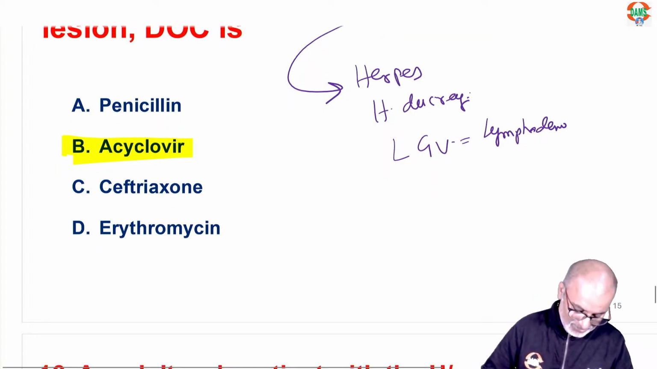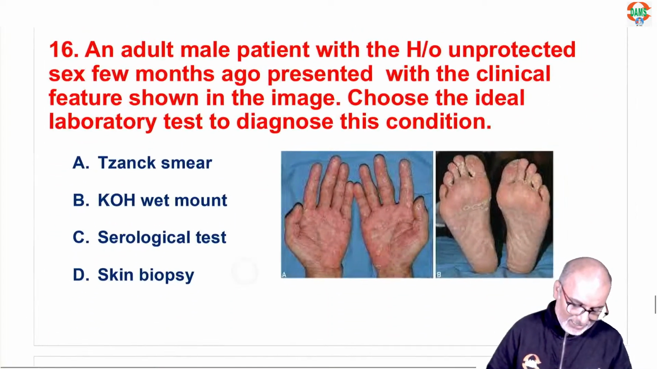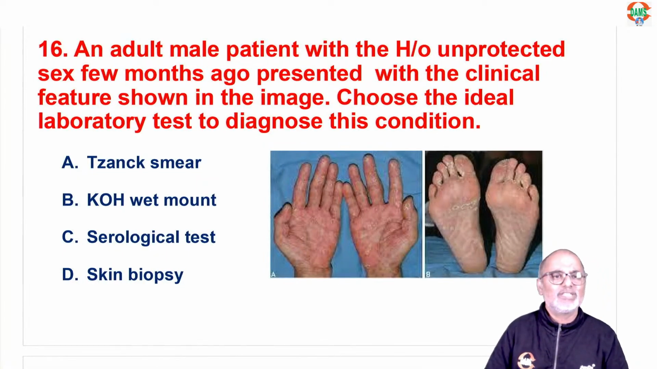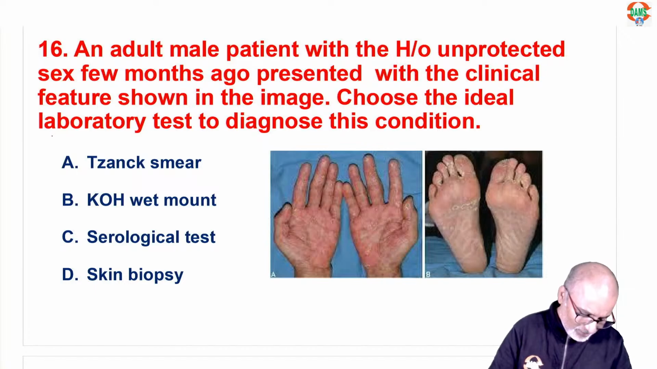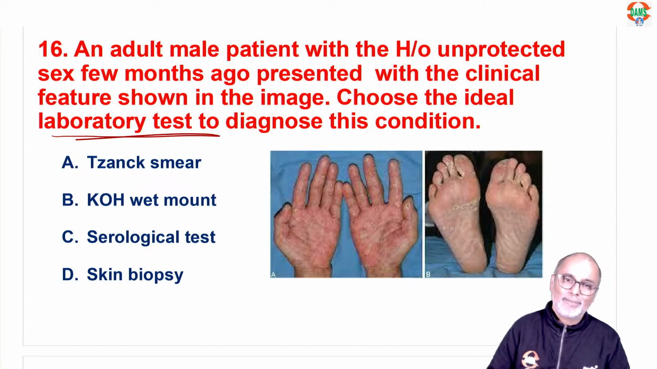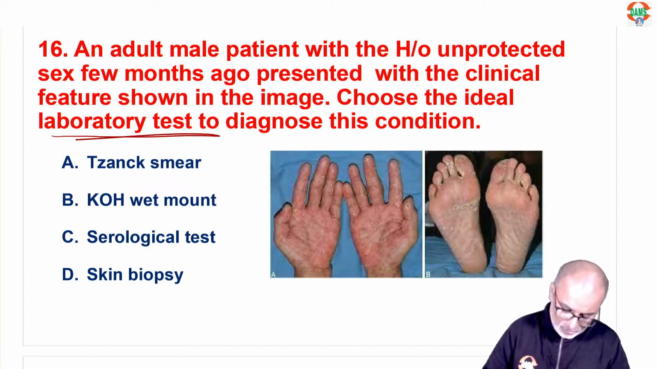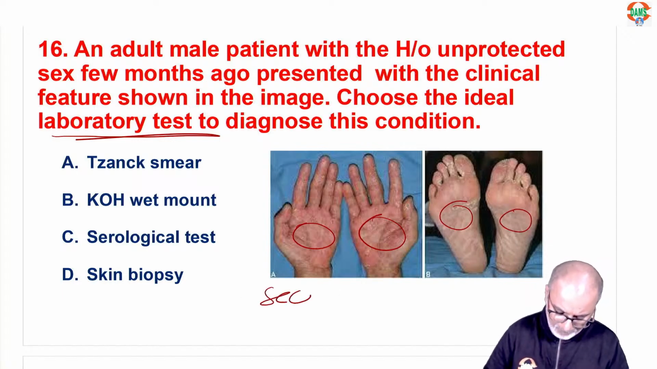Okay, right. Next is an adult male patient with history of unprotected sex few months ago presented with clinical feature shown in the image. This also I am doing surgical strike in STI. Choose the ideal laboratory test. Because of that I choose this question. Sexually transmitted infection, rash in the palms and soles. It is secondary syphilis.